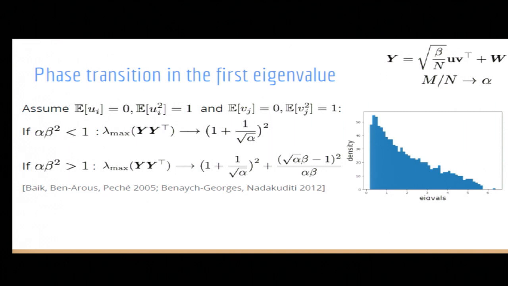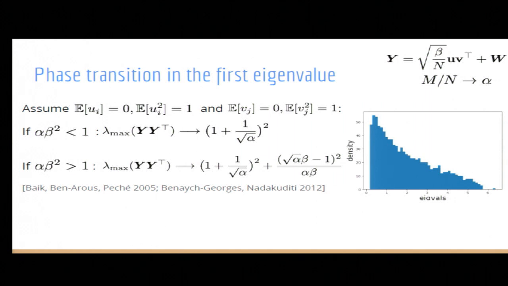So let's look at the spectrum. The first thing you could try to do is to look at the singular values of Y, or equivalently the eigenvalues of Y transpose Y. This is a plot of these eigenvalues. This is just the density. It is very classical in random matrix theory that the first eigenvalue will converge to the edge of this bulk if alpha beta squared is smaller than 1. And if alpha beta squared is greater than 1, then we'll have a strictly positive addition to this. And that's the little dots that you see here.